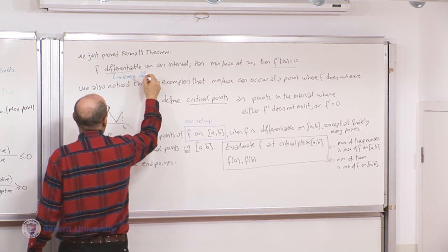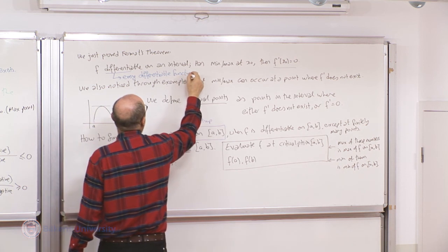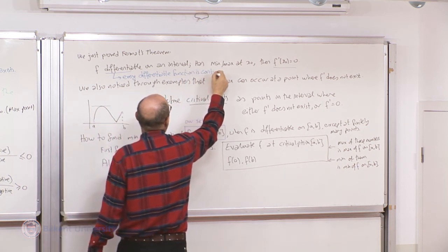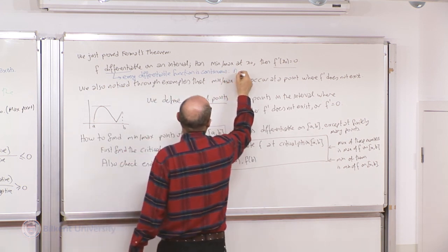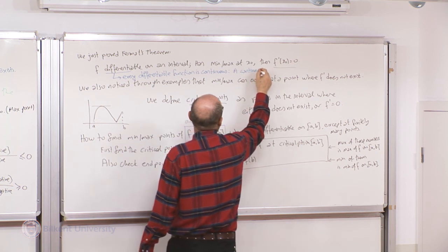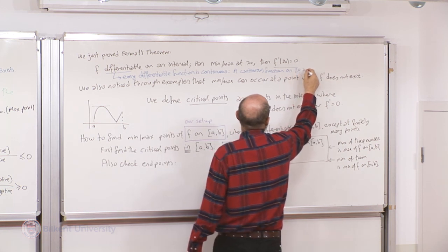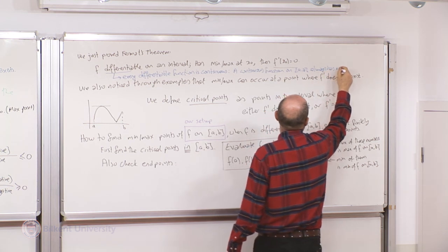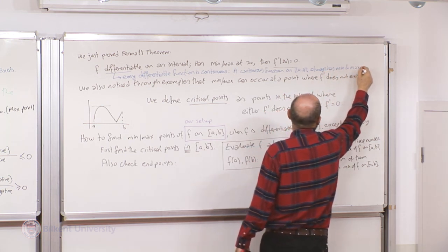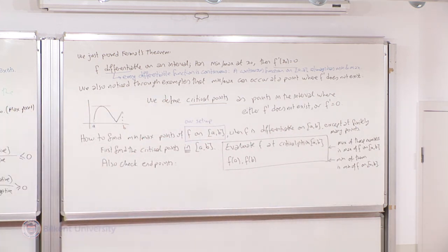Every differentiable function is continuous. Every continuous function on A, B always has min and max.